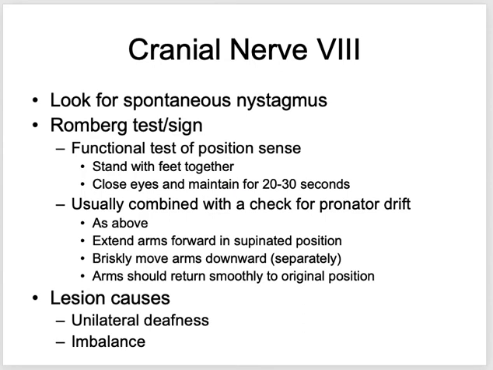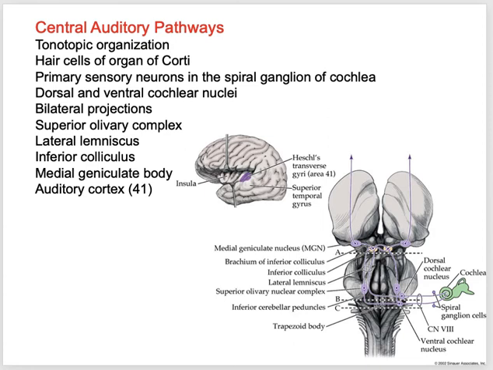Do watch a video on how we examine the cranial nerves. Basically, when we do a hearing test, one test is called Weber's test and another is called Rinne's test. They are done with tuning forks.